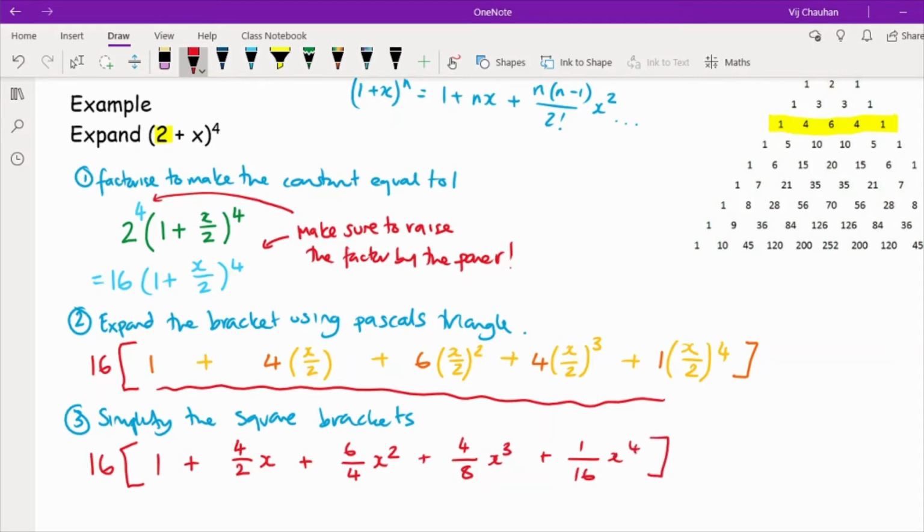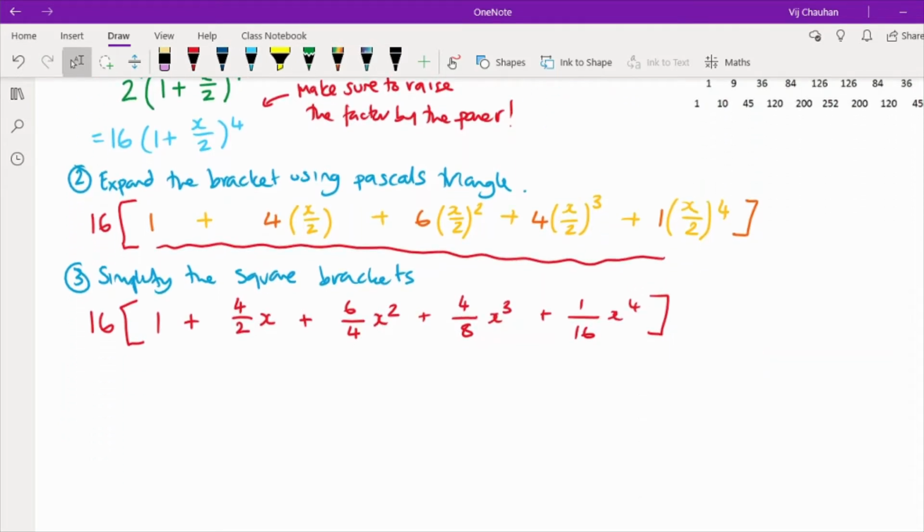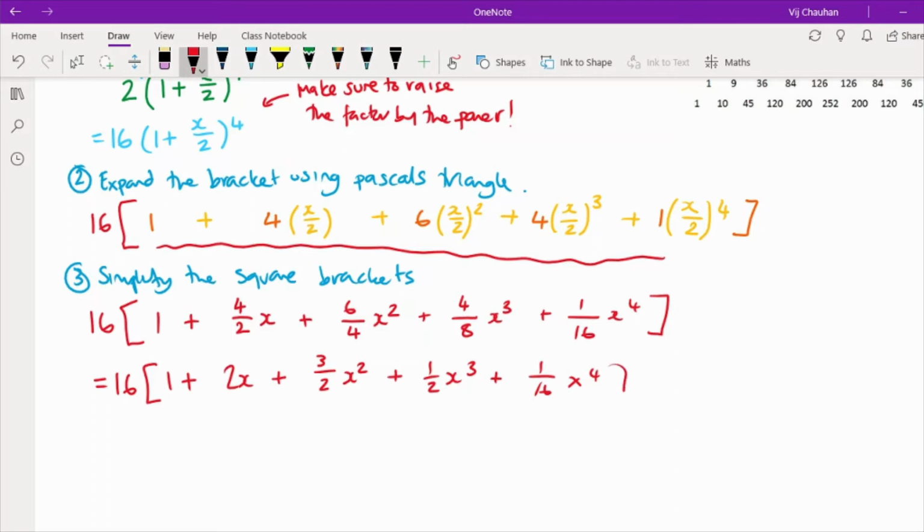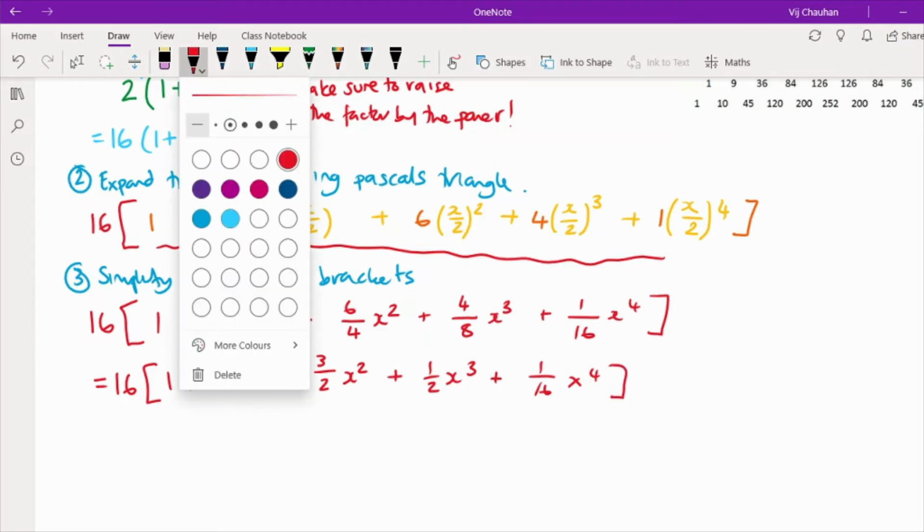And then, once I've done that, at this stage I could simplify each of these. So what I could do is go on to write this as 1 plus 2x plus 3 over 2 x squared plus a half x cubed plus a 16th x to the power of 4. And then my final stage is to multiply out the original factor.